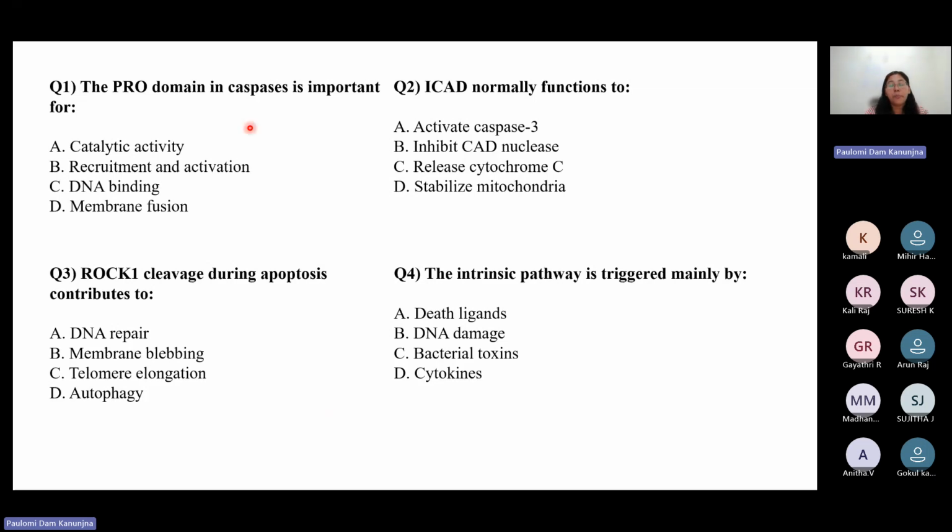So the pro domain in caspase is important for which of these activities. ICAT, what is ICAT first of all? Now you have ROCK1 cleavage during apoptosis and the intrinsic pathway. All these terminologies have been there in your notes. That's why they are up on the slide, you can use it as your reference when you are trying to study it again.